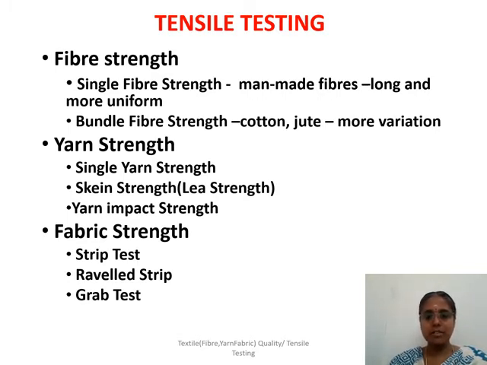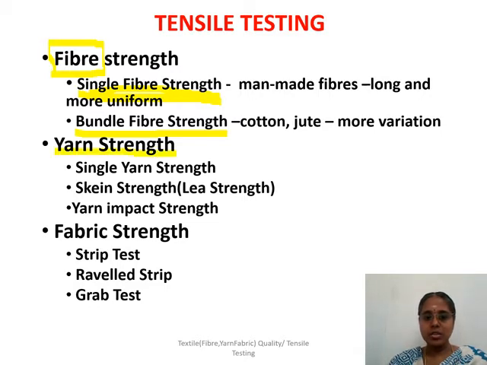For fiber strength, the fiber can be tested in a single fiber form. You can take a single fiber and test its strength, or you can take a bundle of fibers and test. So the material is taken as a single one or a bundle. Usually for man-made fibers you go for single fiber strength, as they are more uniform. But for natural textile materials, you go for bundle fiber strength.